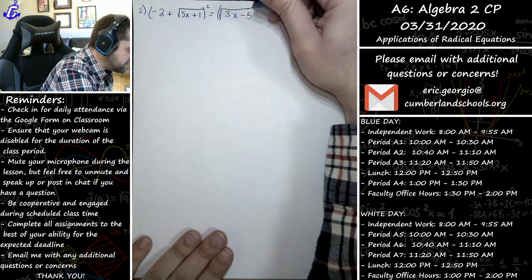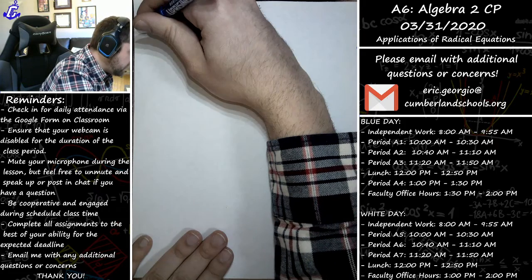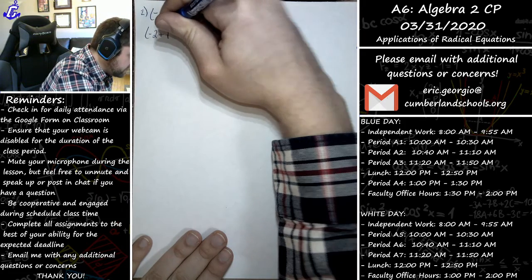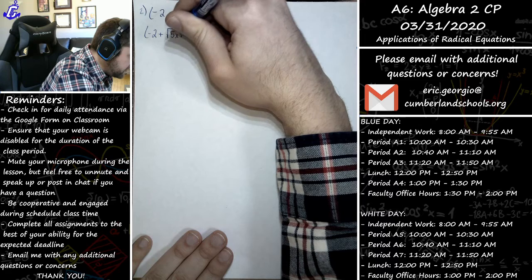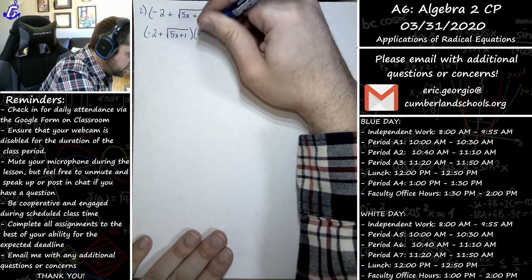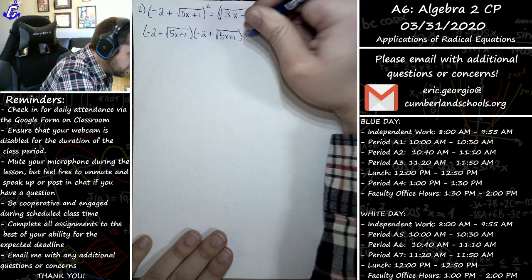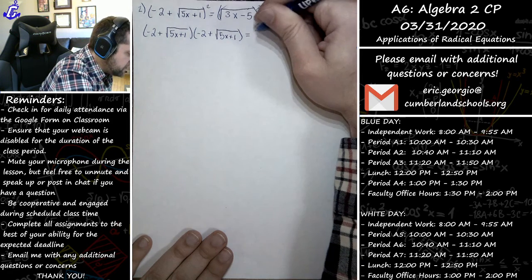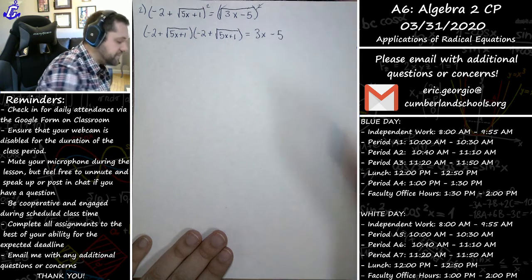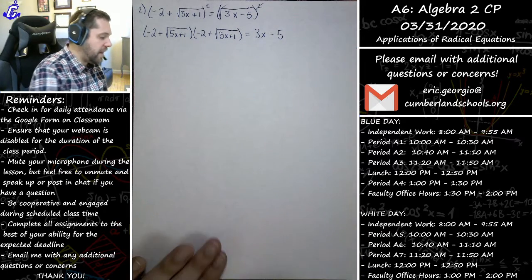I'll go through it a little faster than I've done in the past. Here I have to multiply that by itself because that's what it means to square something. We got -2 plus the square root of 5x plus 1, times -2 plus the square root of 5x plus 1, is equal to, square root and square cancel out, 3x minus 5. Little first, outer, inner, last on that side.